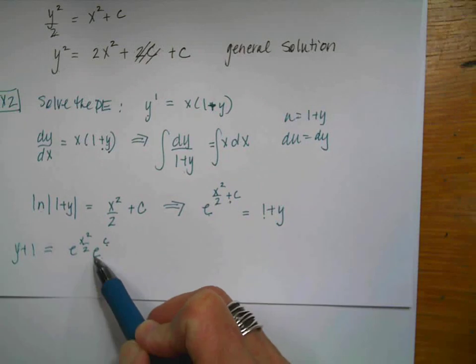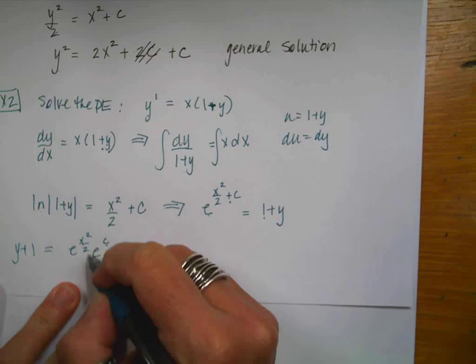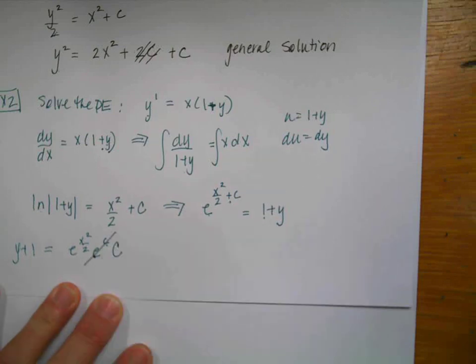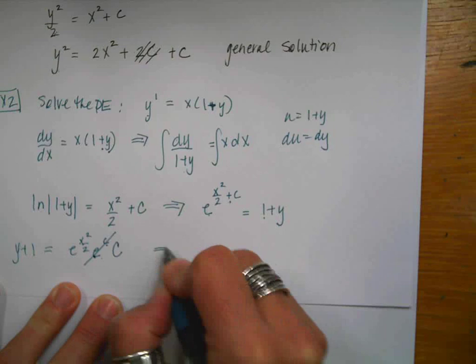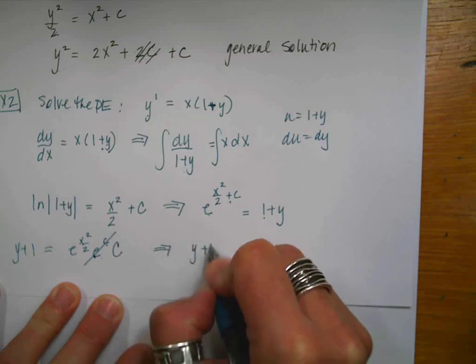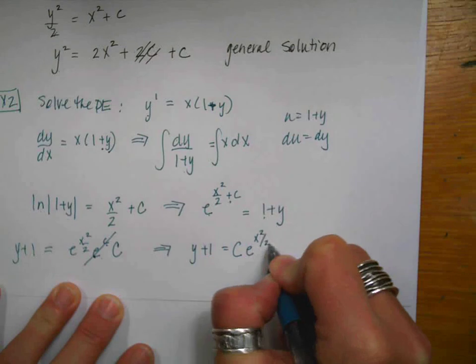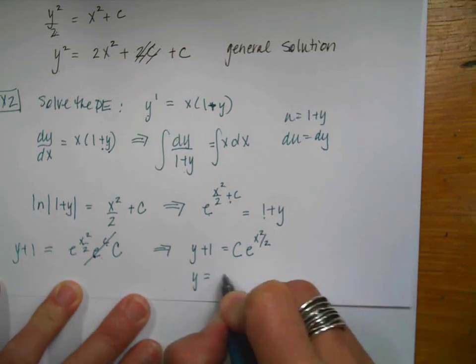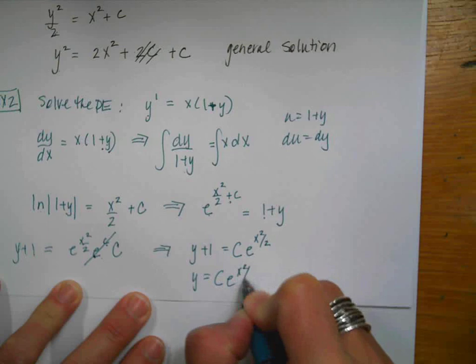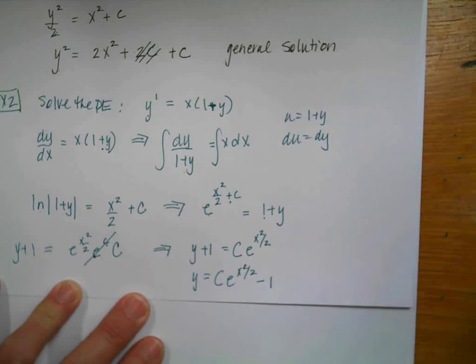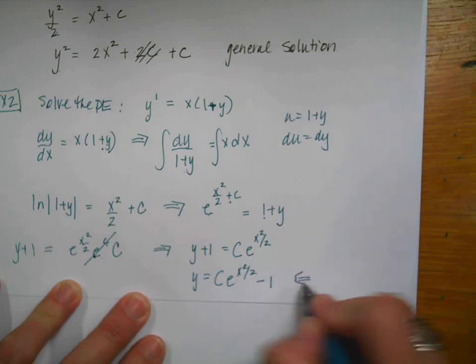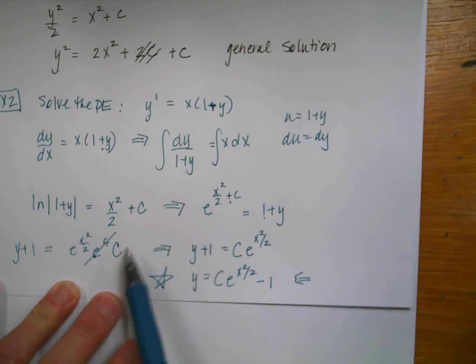Now the part about this that is unique is e raised to the c is still a constant, so we're going to replace this with c, and then my equation is going to become y plus 1 is equal to c e to the x squared over 2, and then y is going to equal c e to the x squared over 2 minus 1. And this would be your solution.